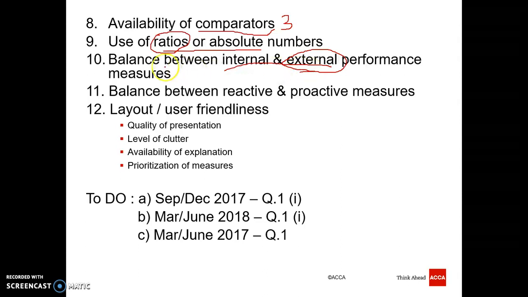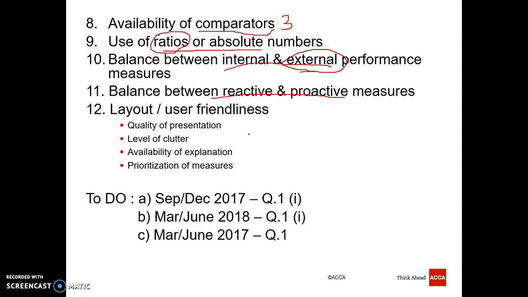Then you have the balance of reactive and proactive measures. For example, most of the financial ratios that we have to calculate, the KPIs presented in the report, if there are too many financial ones, then they are all reactive. Because why? The ratios you compute are usually computed at the end of the financial year, isn't it?